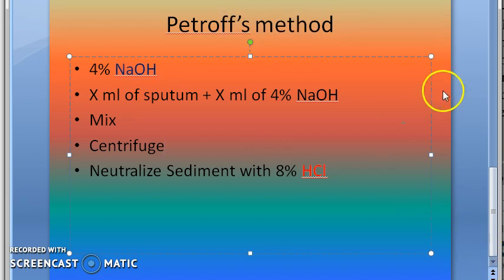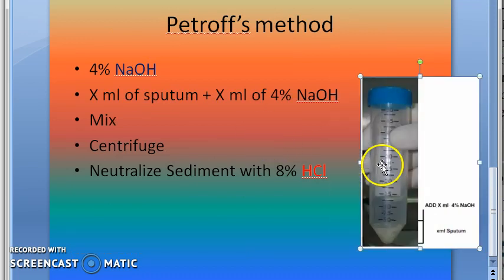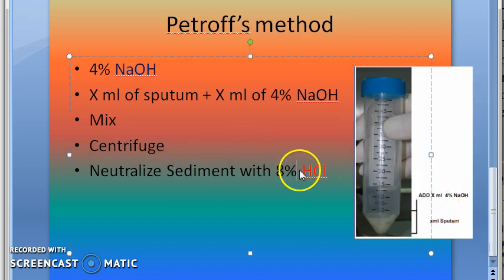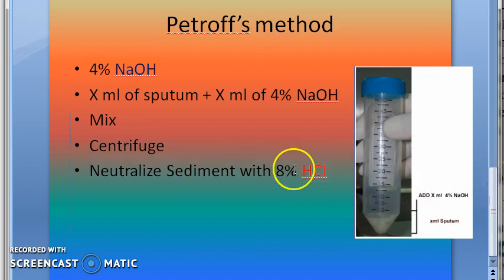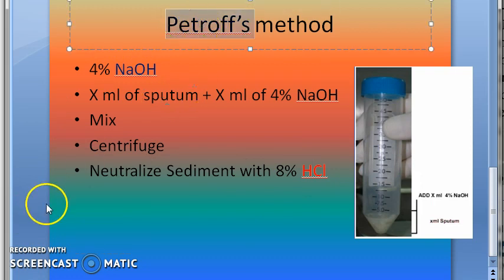Very good. Now that diagram, this is the one I fetched from the internet when I searched for Petroff's method. Here also they have written the same thing: add x ml of 4% NaOH, add x ml of sputum, then centrifuge it, pick up the sediment and add 8%, double the initial, HCl. So note here the concentration of the acid is more. I think they have not mentioned the ml here, so let's leave it at that. They only mentioned the 8% HCl. Is this clear? Petroff's method is clear. Shall we move on to the next method?